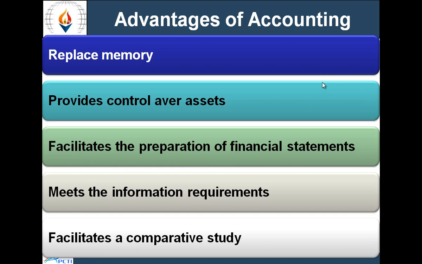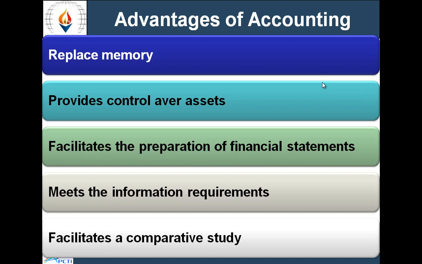Number 3 is facilitate the preparation of financial statements. With the help of information contained in the accounting records, the profit and loss account and the balance sheet can be easily prepared. These financial statements enable the business to know the net result of business operations during the accounting period and the financial position of the business as at the end of the accounting period. It meets the information requirements of various interested parties such as owners, lenders, creditors, etc. They get the necessary information at frequent intervals, which helps them in their decision making.